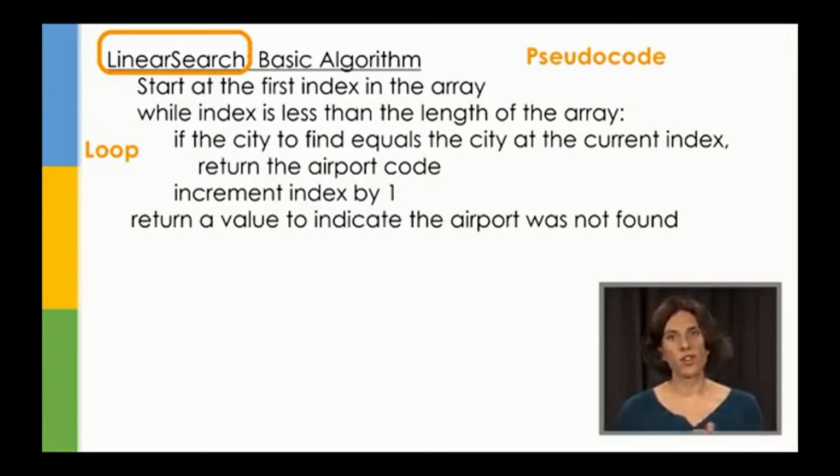If it does, we'll return the 3-letter code, thus breaking the loop and breaking the whole method, basically returning out of that method. Otherwise, we'll keep going by incrementing our index variable by 1 and going back to the top of the loop. When the loop ends, we can conclude that the city we were looking for was not in the array at all, and we return some value to indicate that we didn't find it.